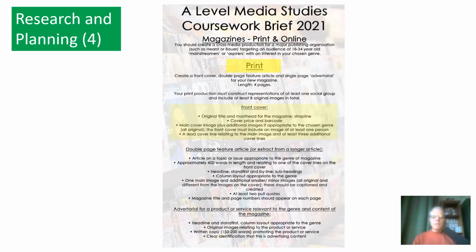But you've got to come up with the masthead or the name of the magazine. So the masthead for the magazine, a strap line, cover price and barcode, which is dead straightforward. We can just create one of those, lift that from Google or somewhere like that. But you've got to create your own main image. And you'll have to photograph this.